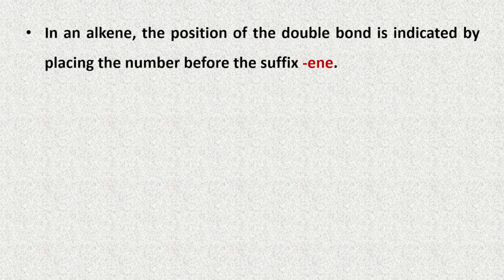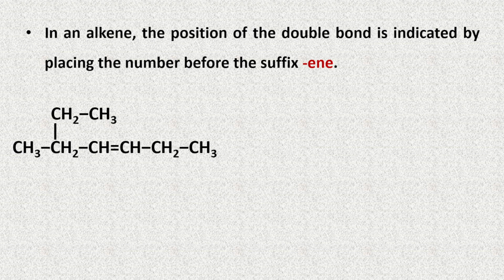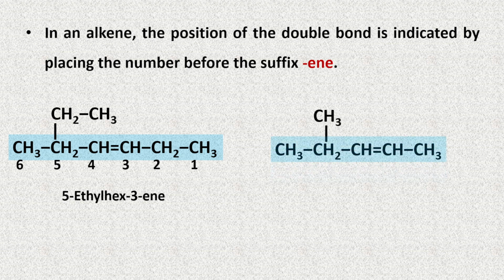In an alkene, the position of the double bond is indicated by placing the number before the suffix "ene". In this organic compound, the position of the doubly bonded carbon is 3, while the ethyl substituent is located at the 5th position, so its name will be 5-ethyl-hex-3-ene. Similarly, the name of the second compound is 4-methyl-pent-2-ene.